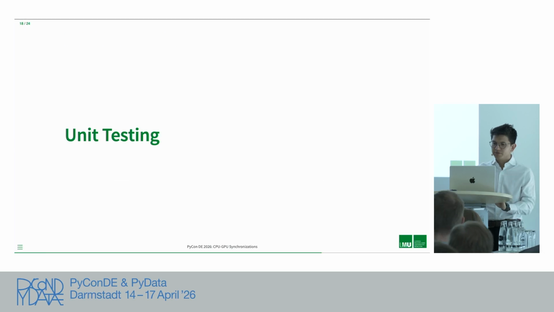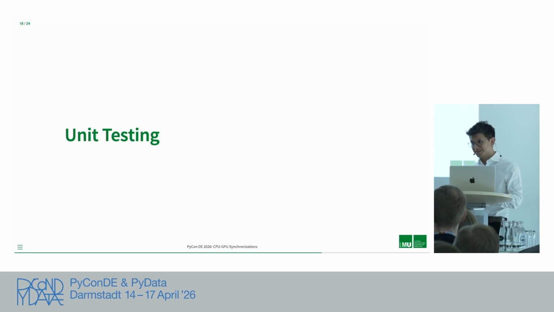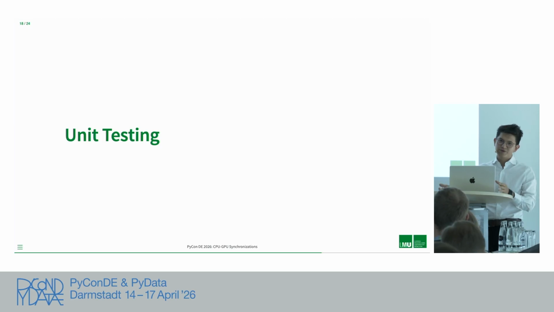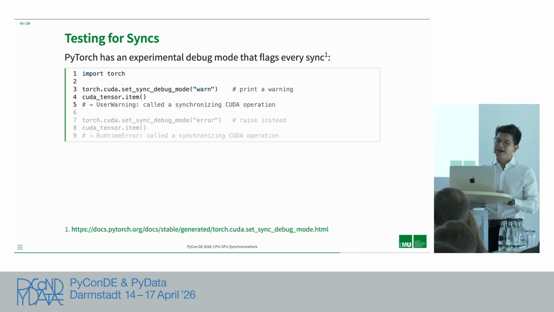Finally, let's talk about unit testing. So we saw that you can see the synchronizations with a profiler, where you will see these long calls called CUDA stream synchronize. But do you need to do this every time just to identify a synchronization? The answer is no. There are tools to do this quicker without having to spin up a profiler. And for that, PyTorch offers an experimental debug mode that flags every synchronization in your code.